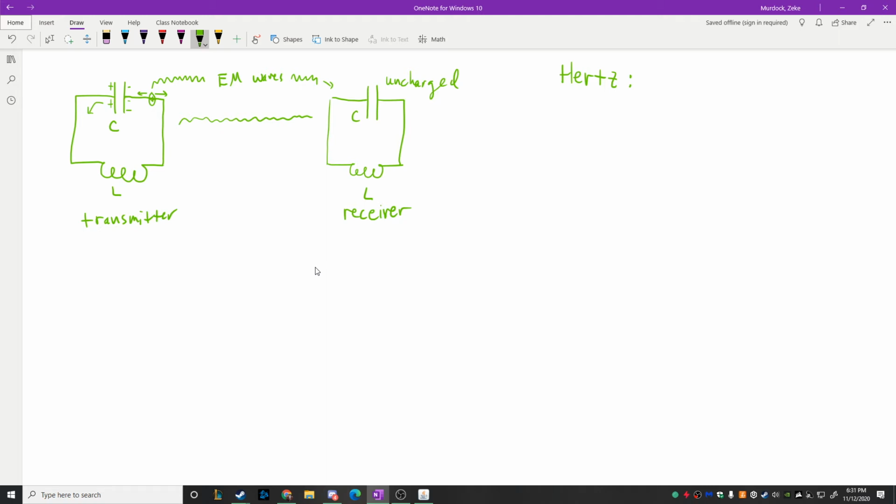In addition, not only did he figure this out, but he was able to prove that the waves that were produced were subject to all the same normal constraints that light waves are subject to, meaning that the speed of these waves was the same as the speed of light. He was able to measure that by measuring the wavelength and knowing the frequency, because c is equal to lambda times frequency. He calculated the wavelength of these waves by reflecting them, actually, and setting up what are called standing waves.